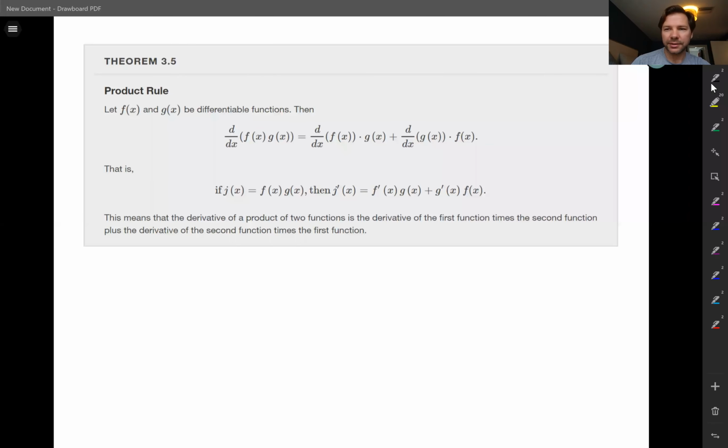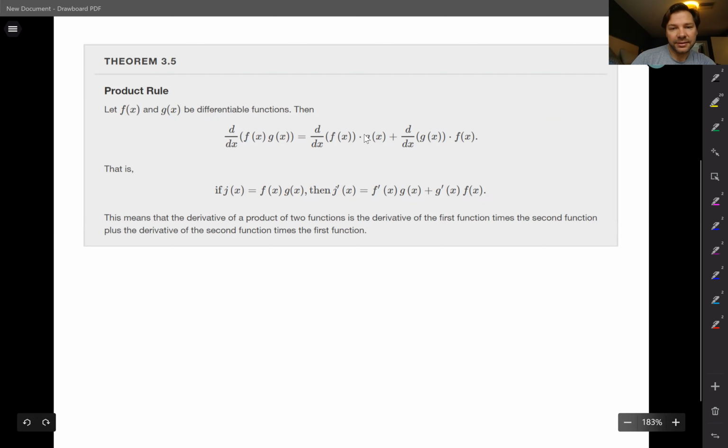Okay, now I'm going to go over a quick example of how to apply the product rule. So the product rule tells you that if you want to take the derivative of a product, f of x times g of x, then it's going to be the derivative of f of x times g of x plus the derivative of g of x times f of x.